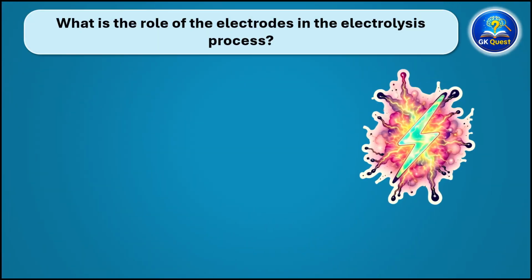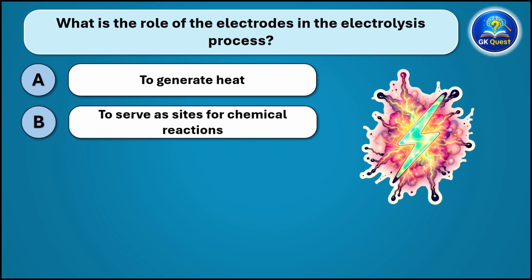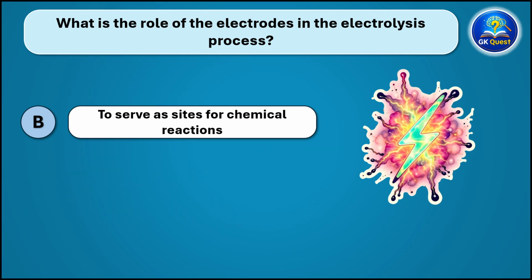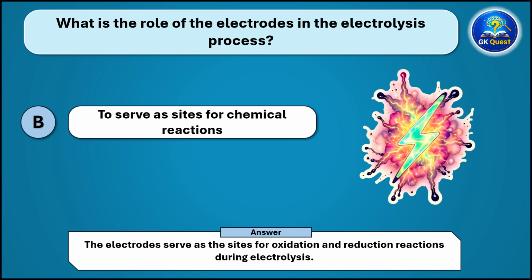What is the role of the electrodes in the electrolysis process? And the correct answer is the electrodes serve as the sites for oxidation and reduction reactions during electrolysis.